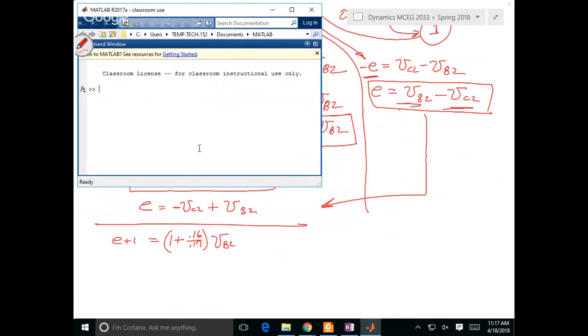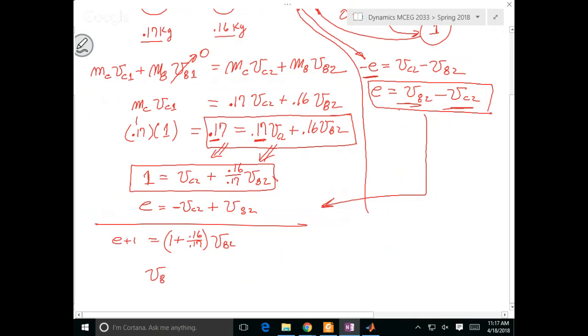So what I'm going to do is I'm going to go in and I'm going to say, okay, V8 ball after the impact is equal to 1 plus E over 1 plus 0.16 over 0.17. Okay, then I'm going to say the cue ball, and I'm going to get the cue ball equation from right here. So it's going to be the 8 ball after the impact plus the E. If you look at it, that looks kind of funny looking right there.